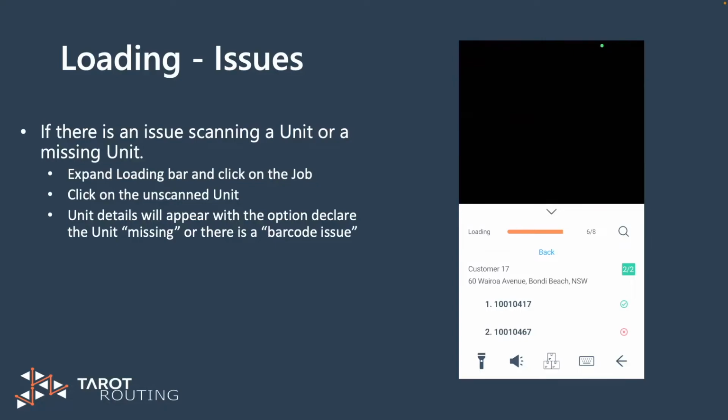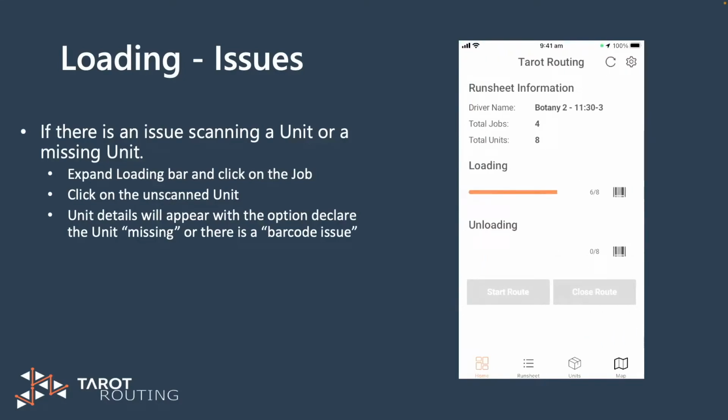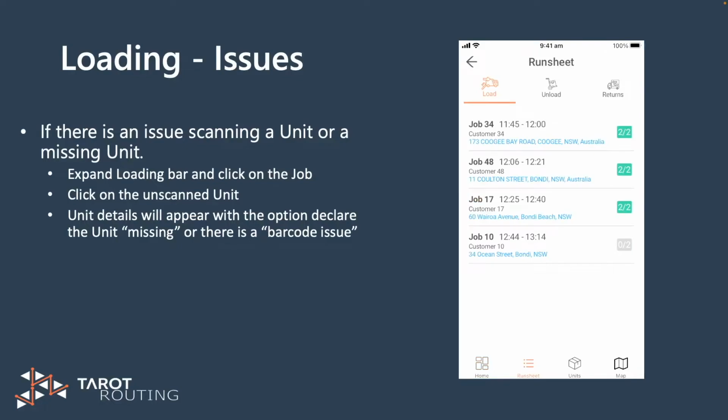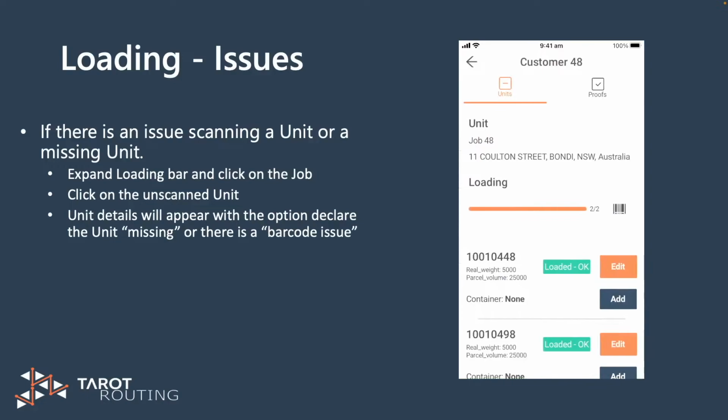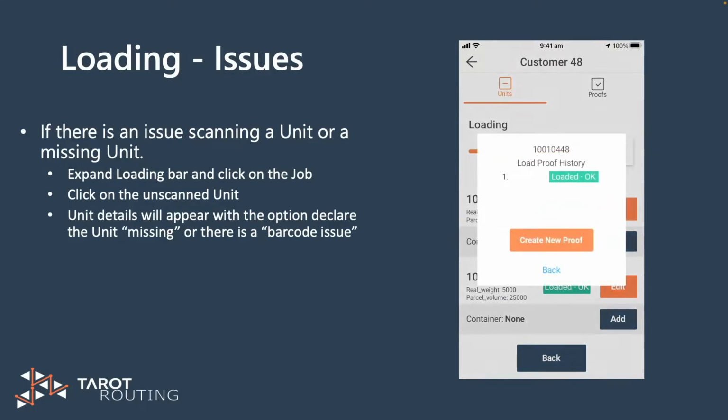Any other issues need to be addressed from the loading run sheet. For example, if you, as a driver, believe a package was damaged before it came into your possession and you want to record this information, first scan the unit, then exit the camera and go to the loading run sheet. Enter the job and find the unit in question.